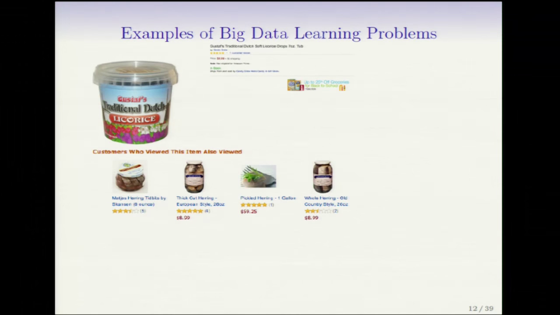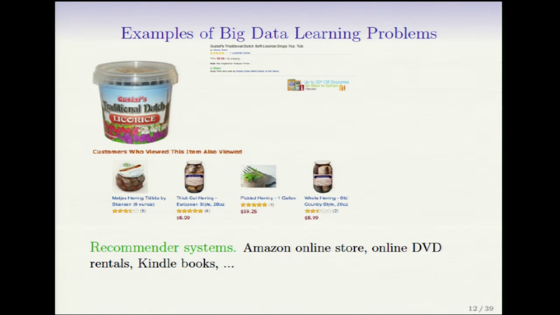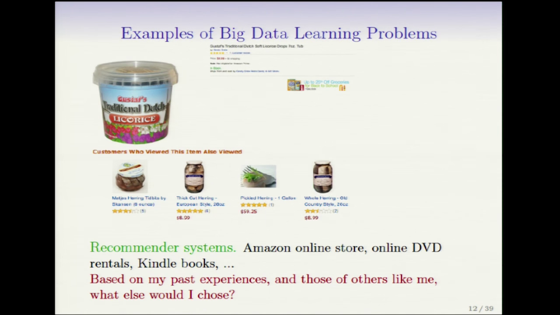So, this is another example: customers who viewed this item also viewed. So this is recommender systems. Amazon online stores, online DVD rentals, Kindle books. Based on my experiences and the others like me, what else would I choose? So there's lots of versions of recommender systems. I'm going to talk about another one in a moment.